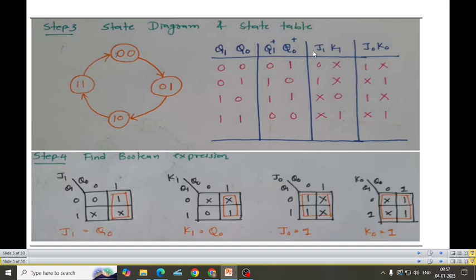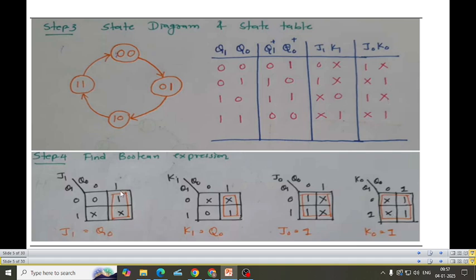Okay. Now what is J1? 0 1 cross cross, 0 1 cross cross. Next up, what is K1? Cross cross 0 1, cross cross 0 1. What is J0 again? 1 cross 1 cross, 1 cross 1 cross. What is K0? Cross 1 cross 1, cross 1 cross 1.